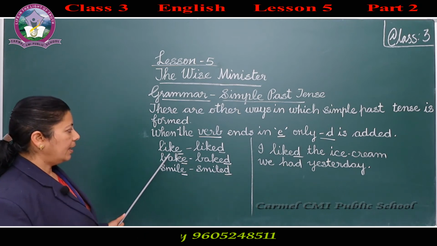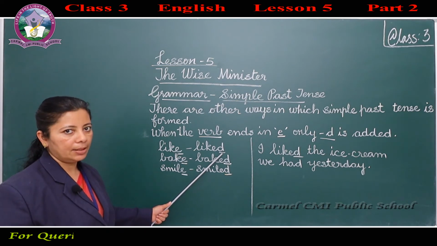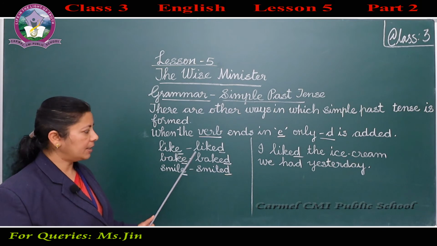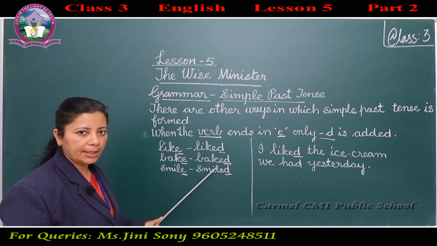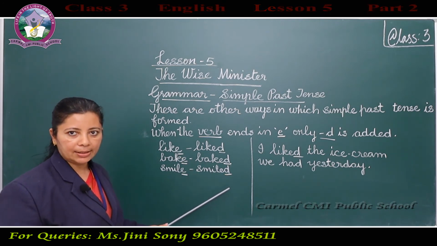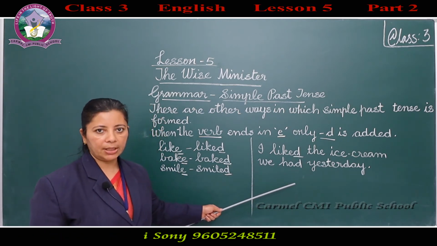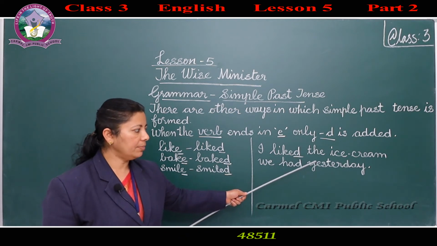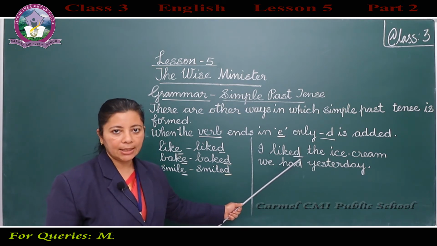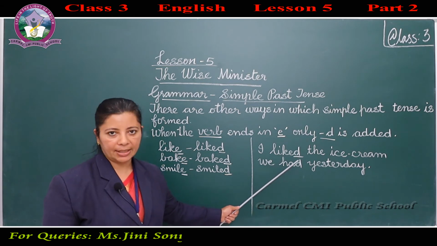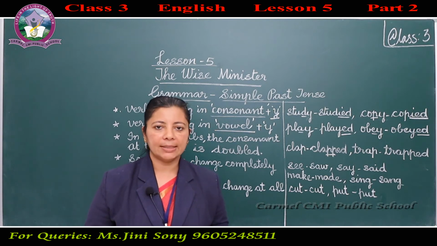D is added. Like, liked. You can see here d is added. Again, you don't need to add e, it is already there. Like, liked. Bake, baked. Smile, smiled. For example, I like the ice cream we had yesterday. You can see adding d here. Like, liked. Now we can see the other ways simple past tense is formed.